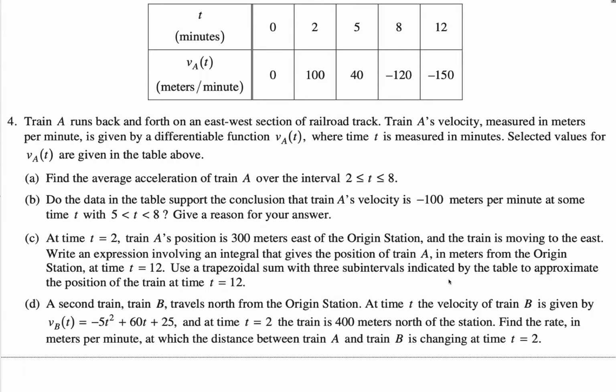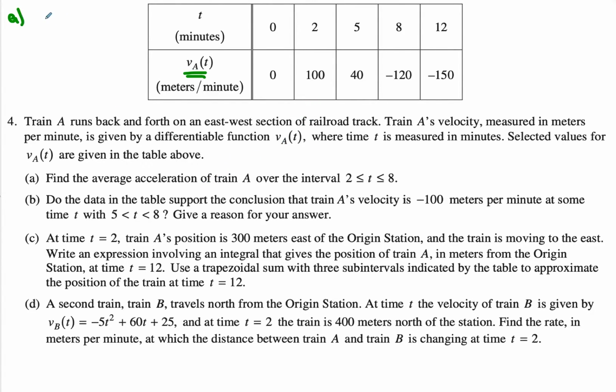Let us look at 2014 number 4. Train A runs back and forth on an east-west section of the railroad track. Train A's velocity, measured in meters per minute, is given by the differentiable function v sub A of t, which is right over here. Now find the average acceleration.